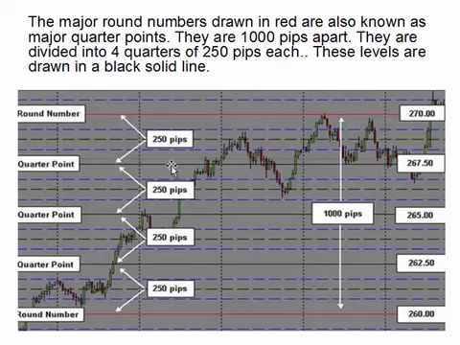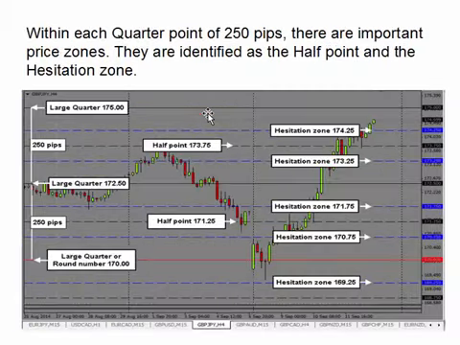The large quarter points are drawn in black, and the major round numbers or large quarter points are drawn in red. Within each quarter point of 250 pips, there are important price zones. They are identified as the half point and the hesitation zone. Here's the half point in a black dotted line, and here is a hesitation zone in a blue dotted line.